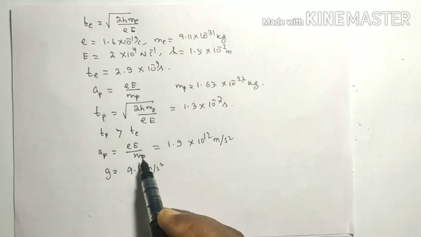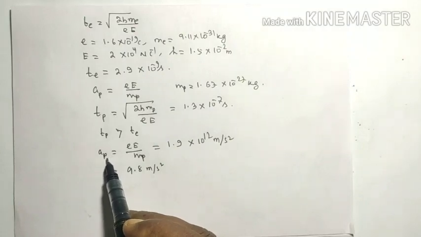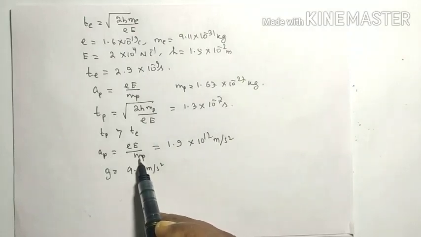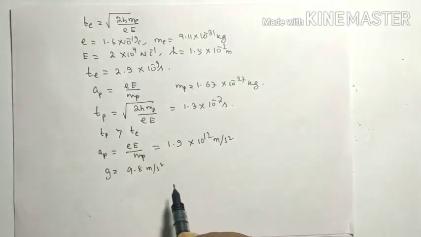And here we note that a_p, the acceleration of the proton, depends upon the mass, but acceleration due to gravity is independent of the mass. This is the difference.